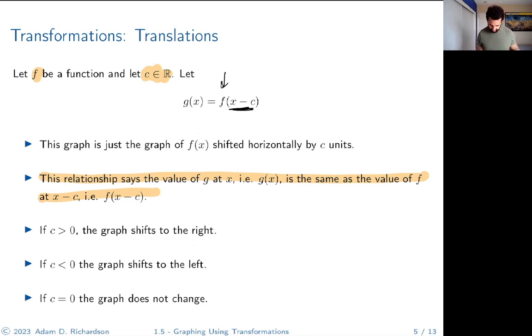If c is positive, this shifts the graph to the right. So if you had f of x minus 2, you would shift the graph 2 units to the right. If you had a negative c, that'll shift you to the left. So if c was like negative 5, that's going to shift you to the left instead. And if c is 0, there's no change, right? No change there.